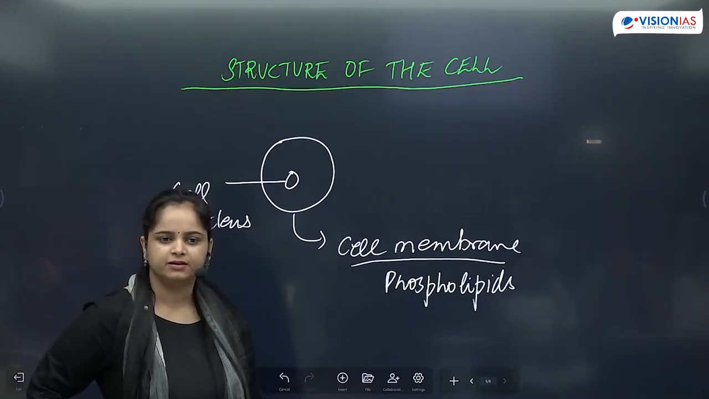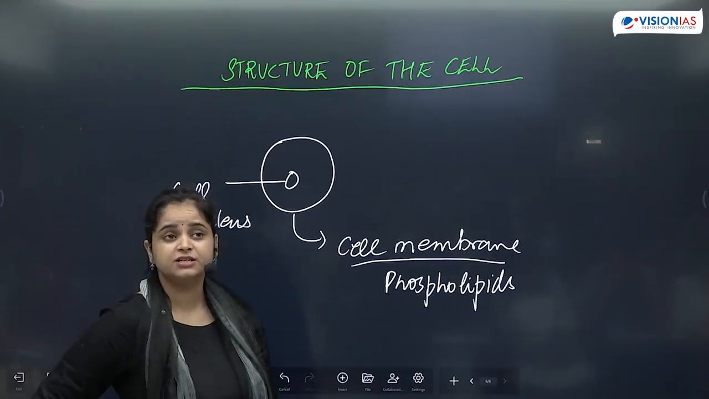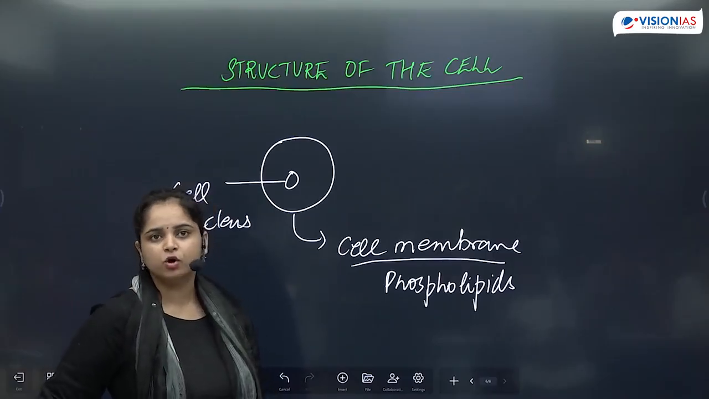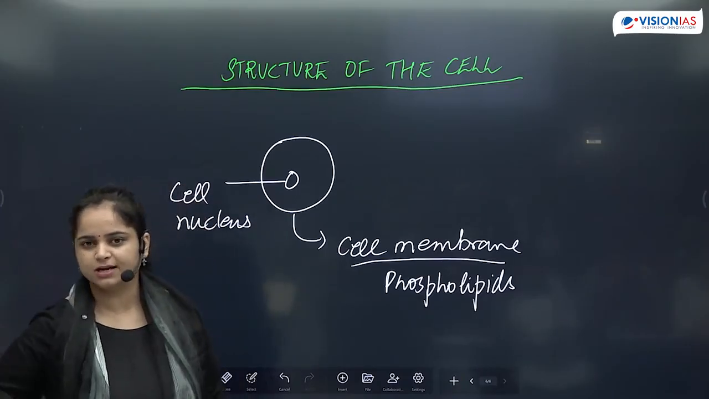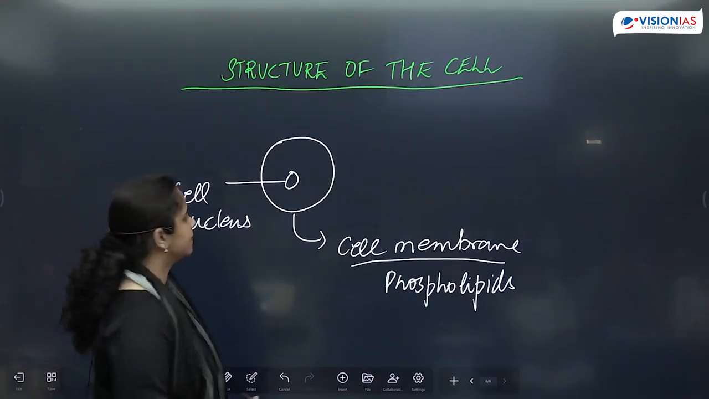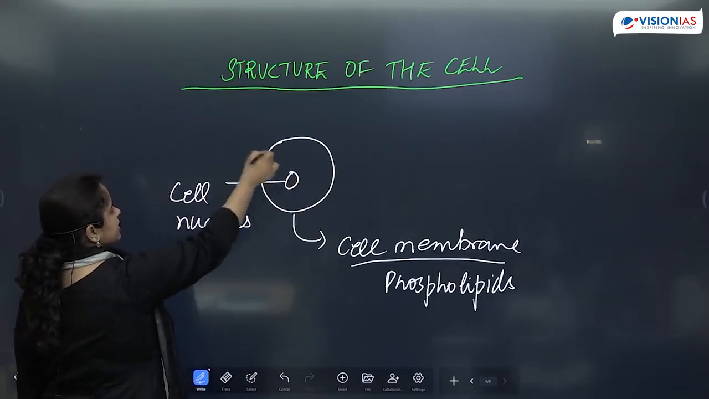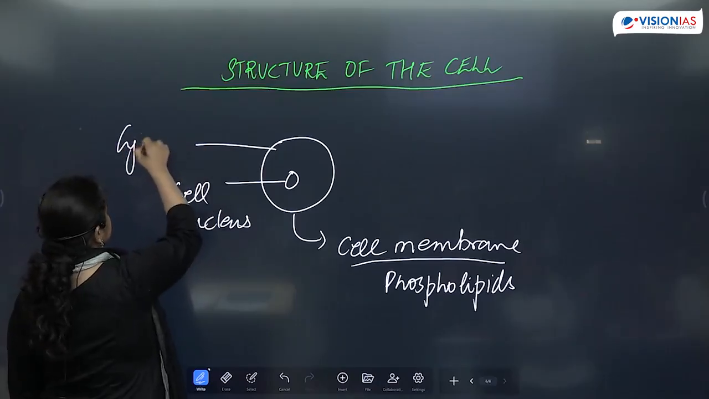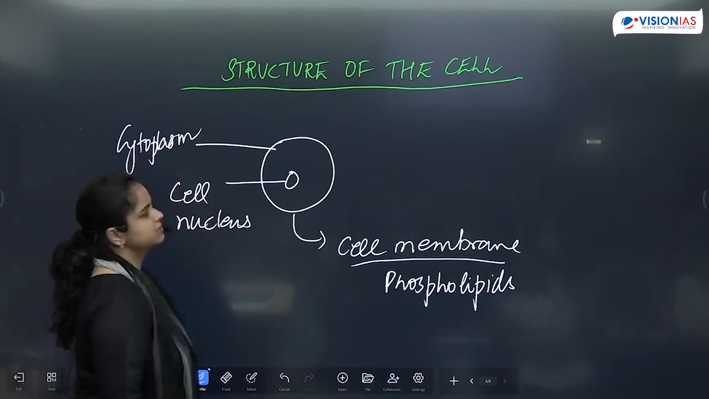Contains genetic material, right? And because of the fact that we said that genetic material is what is controlling all the activities, or what is deciding how the cell will work. So this is like the brain of the cell. The rest of it, inside the cell membrane there is a nucleus. Rest of it, the medium, it's a liquid medium called cytoplasm.